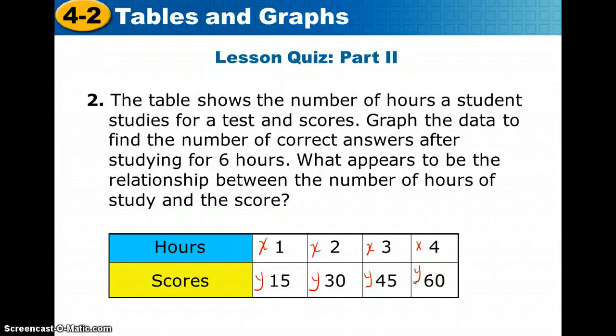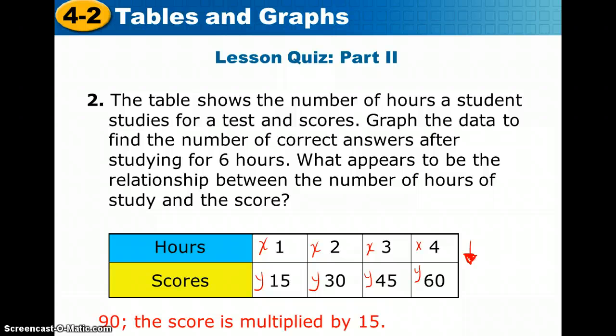What's the relationship between the number of hours studied and the score? What's happening going down the table? How does 1 become 15? How does 2 become 30? How does 3 become 45? Yep, we are multiplying by 15. So if we continued our graph all the way to 6, 5 times 15 is 75, and 6 times 15 is 90.